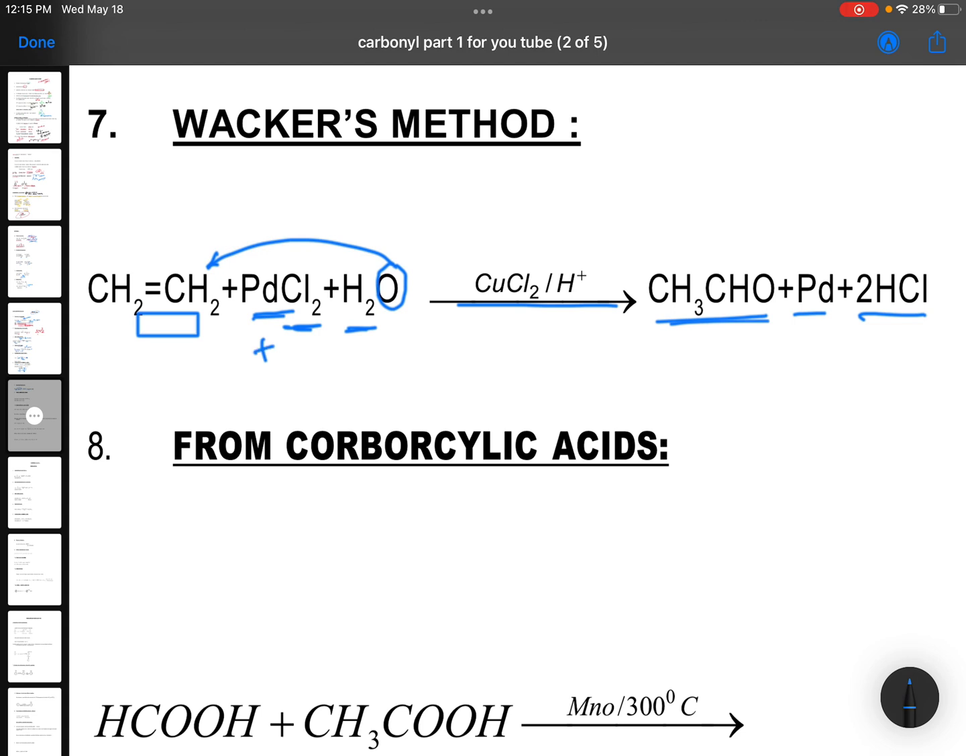Palladium oxidation state here is +2. Here palladium oxidation state is 0. Palladium is reduced and ethylene is oxidized to acetaldehyde. Oxygen added means acetaldehyde. Very, very special reactions you need to remember for a long time. Wacker's method, PdCl2. Wacker's method means PdCl2 should come to your mind immediately.